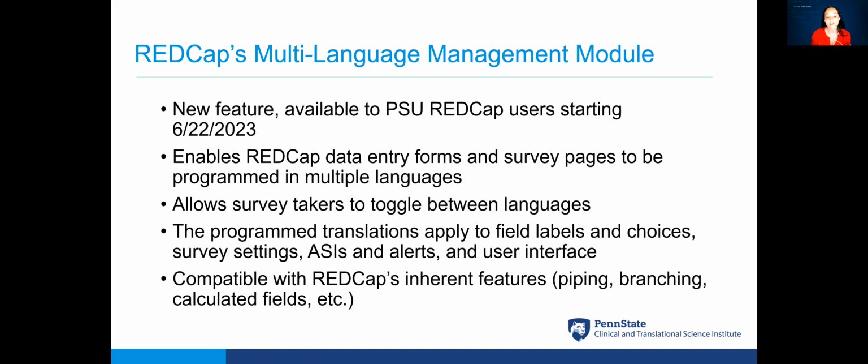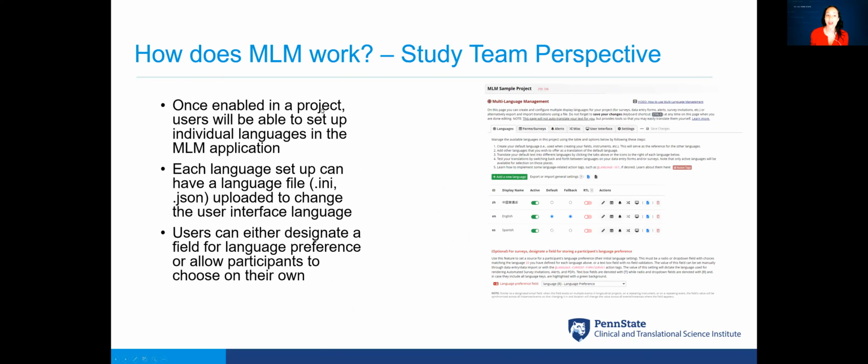It allows us to have our data entry forms and survey pages programmed in multiple languages. It also allows your survey takers to toggle between languages so they can choose for themselves. The programmed translations apply to field labels, choices, your survey settings, your ASI and alerts, and user interface. And it is compatible with all of the great things about REDCap. So your piping, branching, calculated fields, all of that, they work just the same, just now they're in a different language. So how does it work?